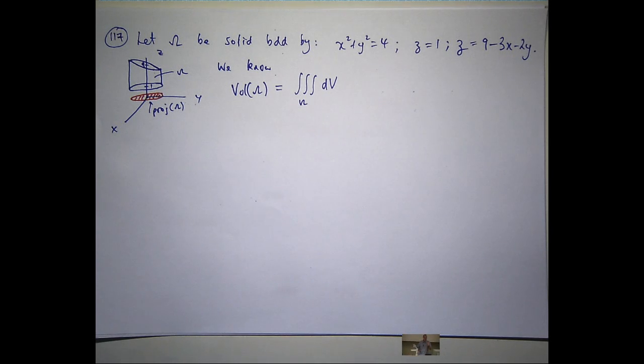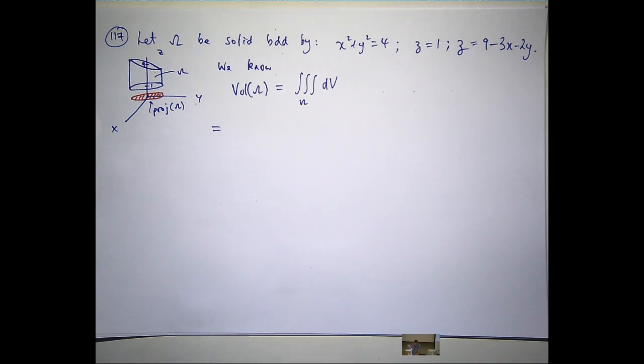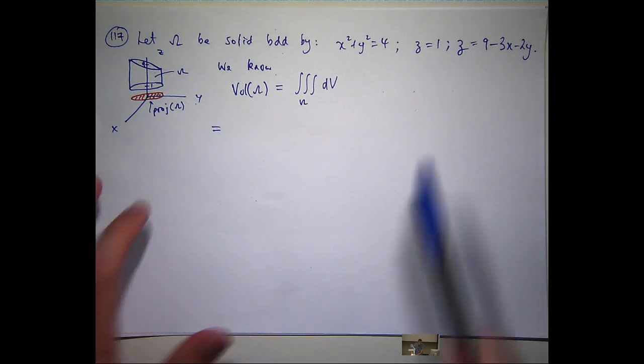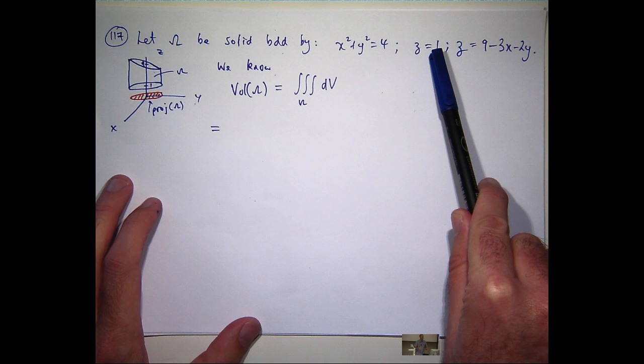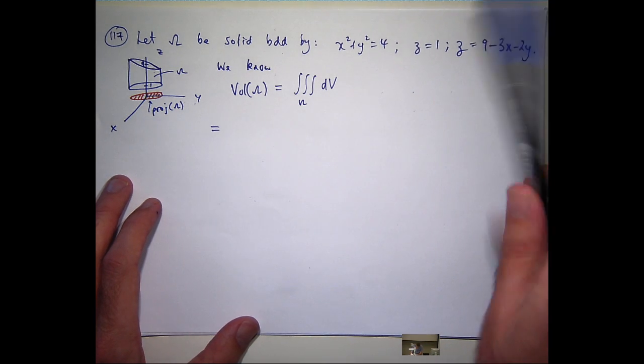Well, I'm going to do this all in one step. What are the surfaces that bound z? Well, it's bounded below by the surface 1, the constant surface, and it's bounded above by this surface.